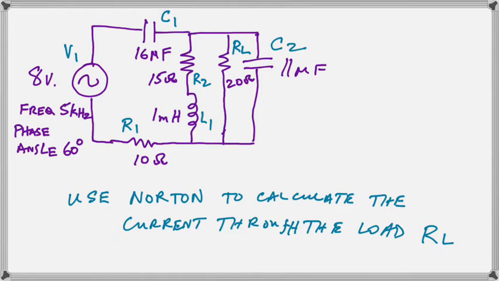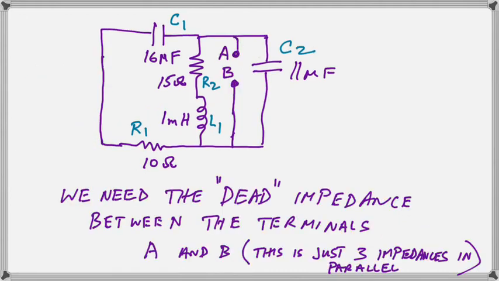The first thing the students had to do, obviously, in doing Norton's theorem, was remove the RL completely and replace it with the terminals A and B where the RL should have gone. They would also short out the voltage source so they would have a dead network. Okay, so there is the dead network and the terminals A and B where the load should go. So those are the first two things to do.